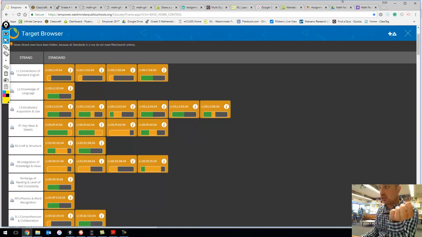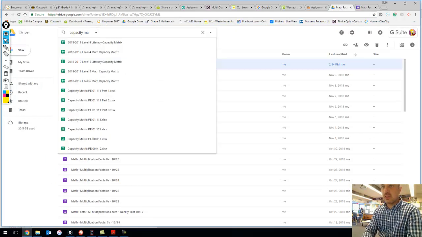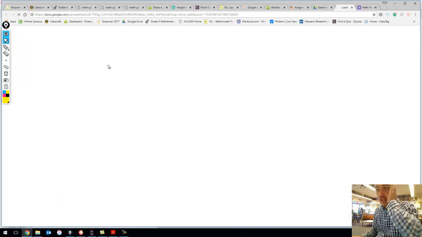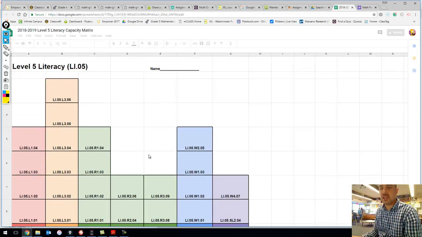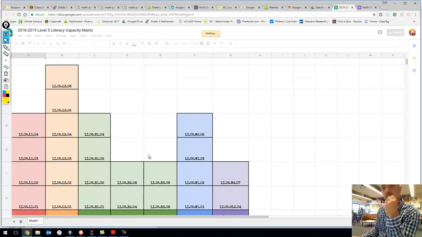So what I've decided to do was write up what we used to call a capacity matrix. Let me find this. We used to have these for every single level that was put out by the district, and it looked like this. It was nice, and the kids could track and mark off what they'd done and keep track of those things.